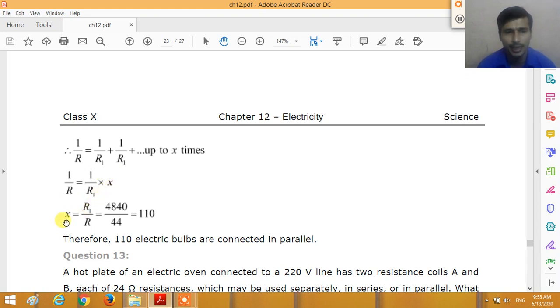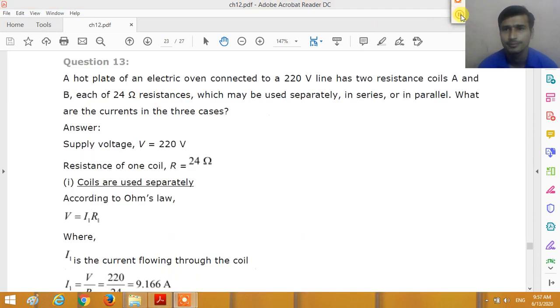So we get X is equal to R1 divided by R. Approximately we get 110. So we connect 110 bulbs in parallel so that the current cannot exceed 5 ampere. So a maximum of 110 electric bulbs can be connected, not more than 110 electric bulbs.